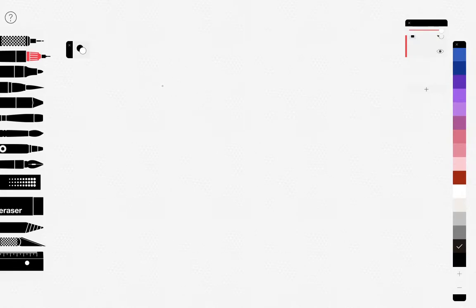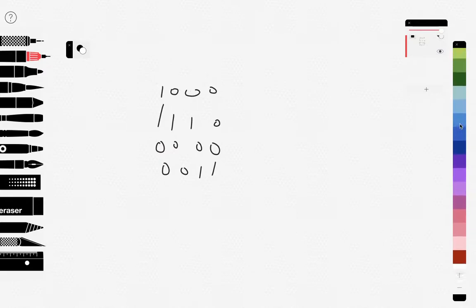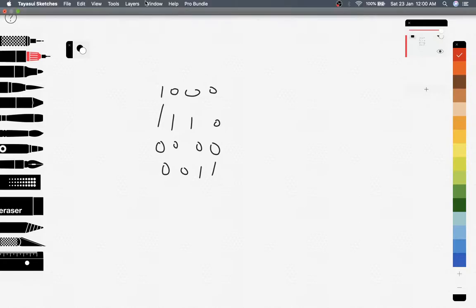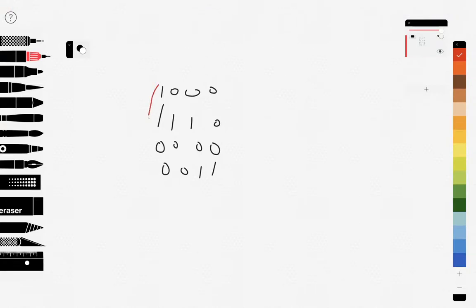So the first thing is understanding the question. 1 is land and 0 is water. Let's say we have something like this. This is an area of land, and this is one area of land. So the number of islands is 2 islands.